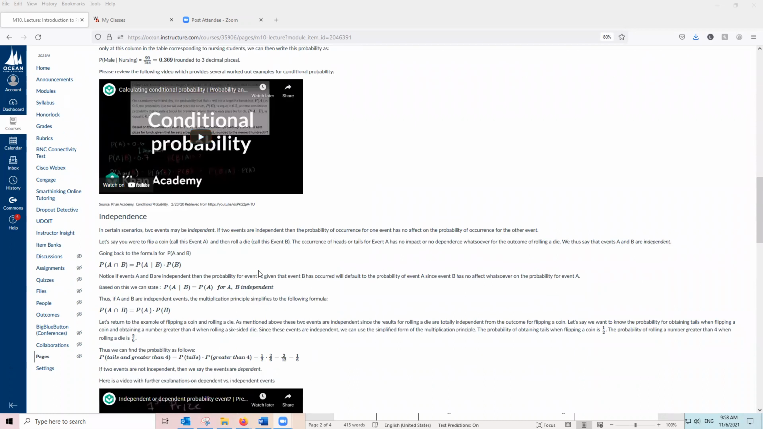Let me mention one other item here on independence. So here is a discussion about independence. Well, maybe events A and B are totally unrelated.